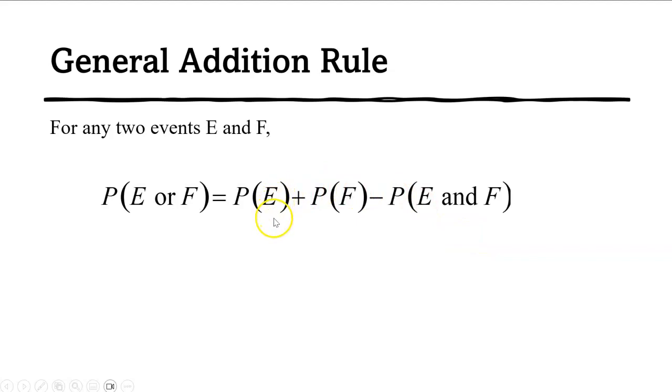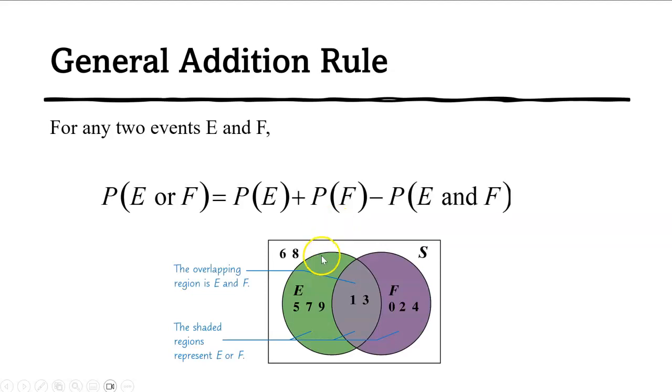So this is the general rule on how you will find the probability of E or F if the sets are not disjoint. And this is what a Venn diagram of two sets that are not disjoint would look like. So this rectangle represents the sample set. In our sample set, we have 6, 8, 5, 7, 9, 1, 3, 0, 2, and 4. In E, we have 5, 7, 9, 1, and 3. In F, we have 1, 3, 0, 2, and 4. And as you can see, E and F have 1 and 3 in common. So these are two sets that are not disjoint.